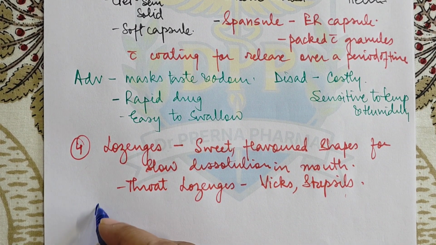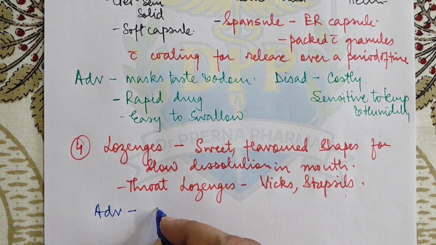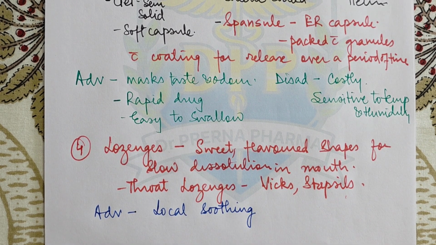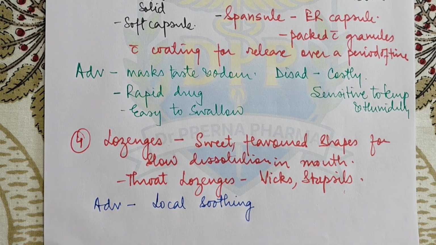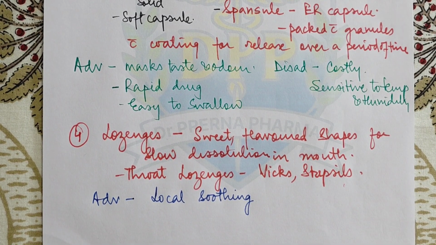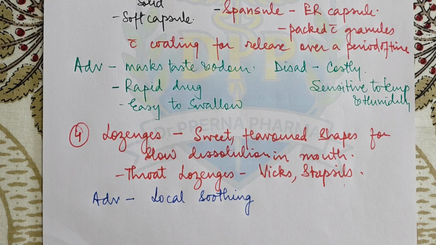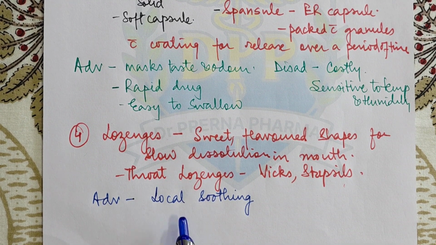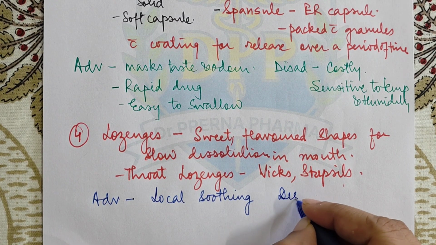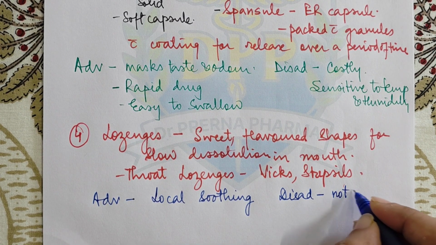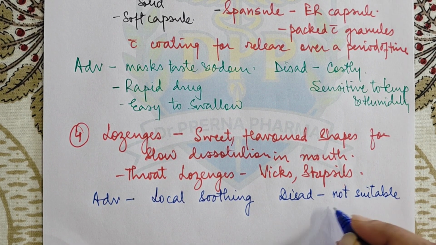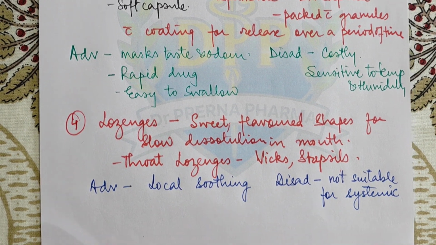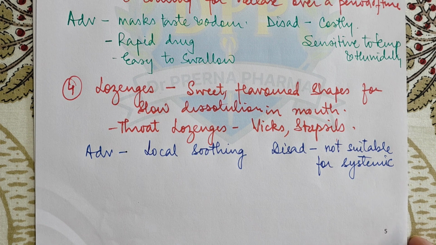What are the advantages? Advantages are that they have a local soothing effect. So it is something that a tablet which you are taking, a medication you are taking, may not give a local soothing effect. Suppose you take an antihistaminic for cough or for allergic rhinitis or allergic pharyngitis, it will reduce the symptoms, but for local soothing effect you would like to have something like this. What is the disadvantage? This particular thing cannot be used for systemic drugs. Secondly, as they are very sugary, they are not very useful for diabetic patients. They cannot take it very frequently, right?